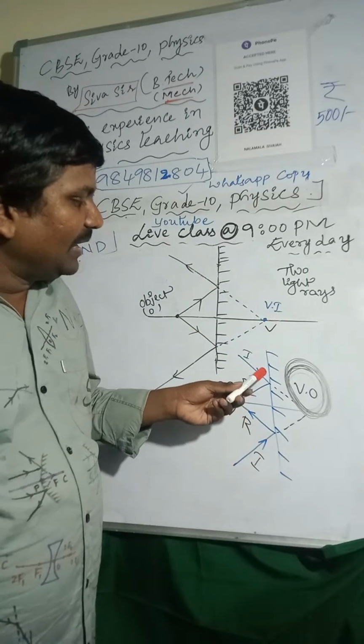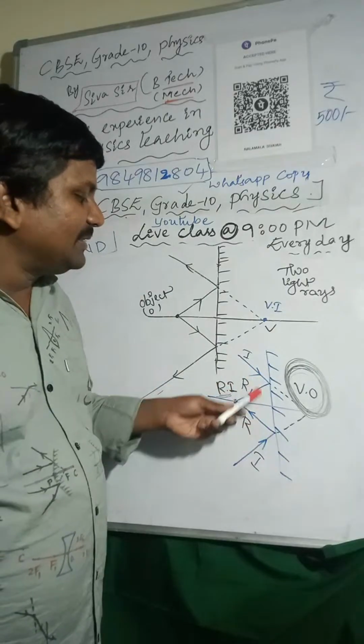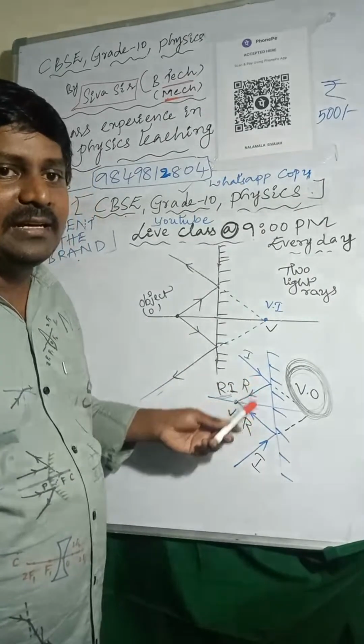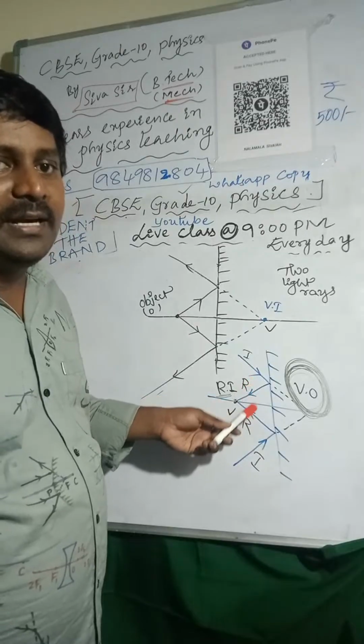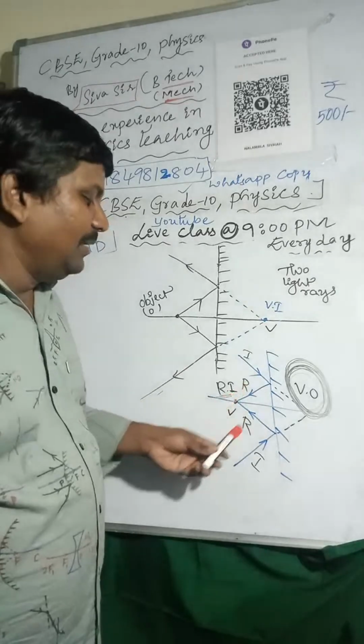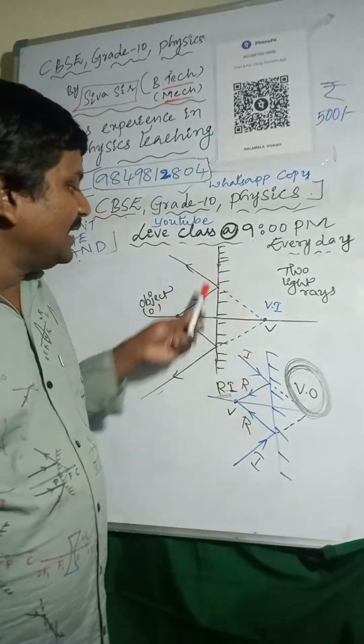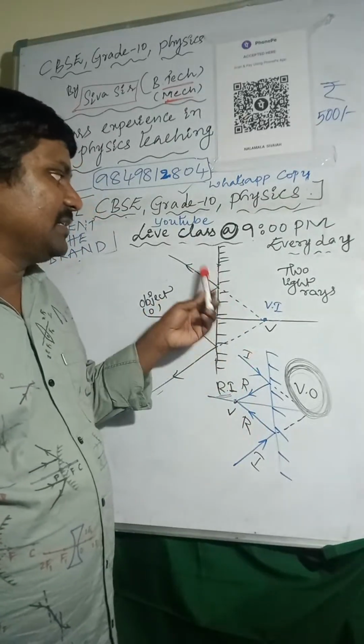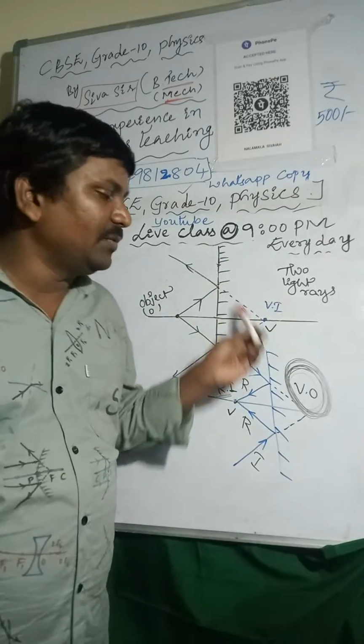Here you can see reflected light rays directly meeting. So reflected light rays are directly meeting. That is a real image. Here extended reflected light rays are meeting. That is a virtual image.